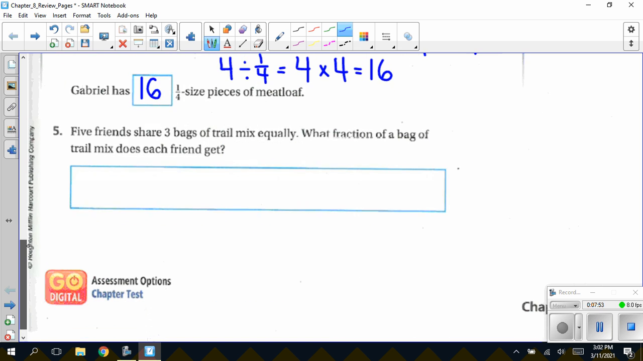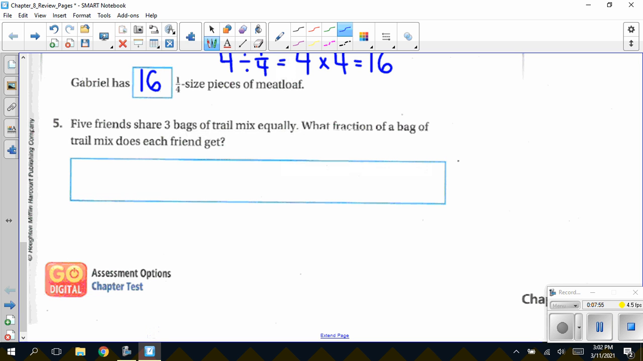Moving on to question number 5. Number 5 says 5 friends share 3 bags of trail mix equally. What fraction of a bag of trail mix does each friend get?